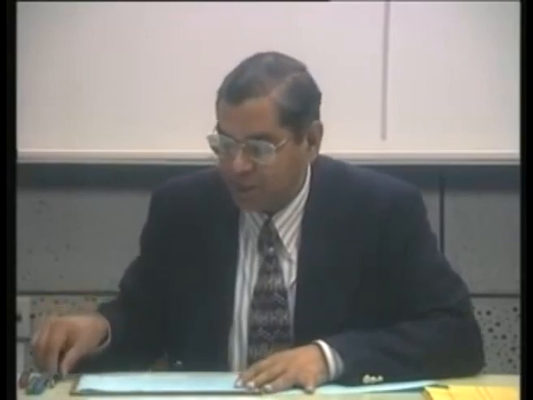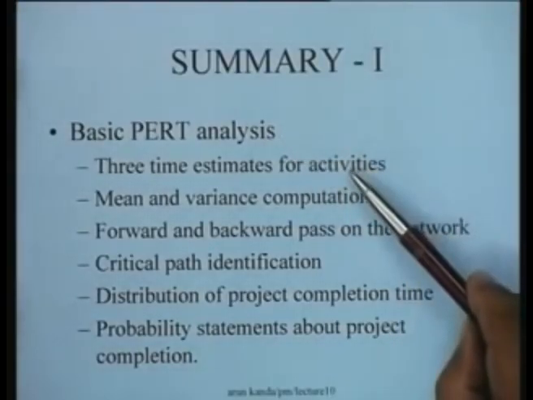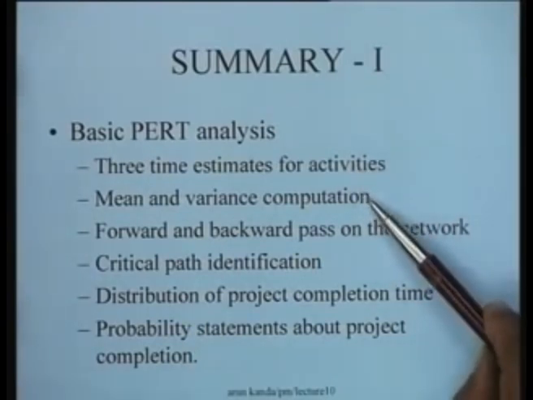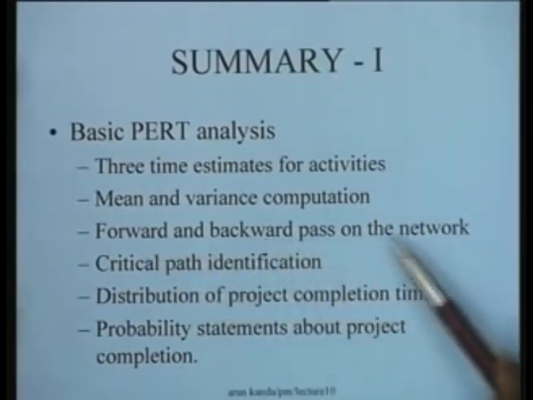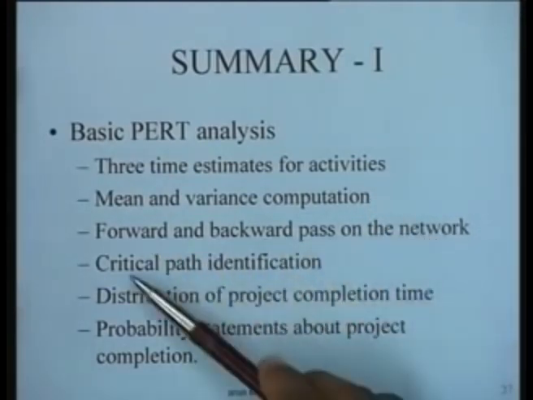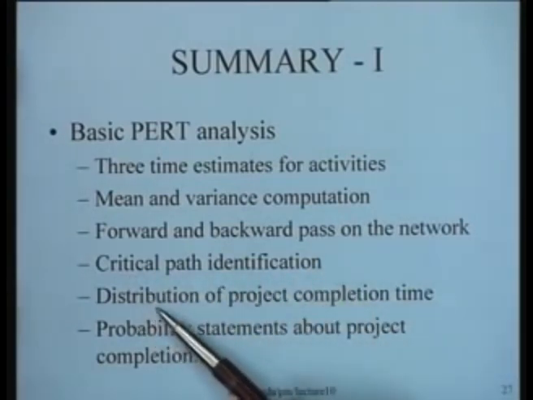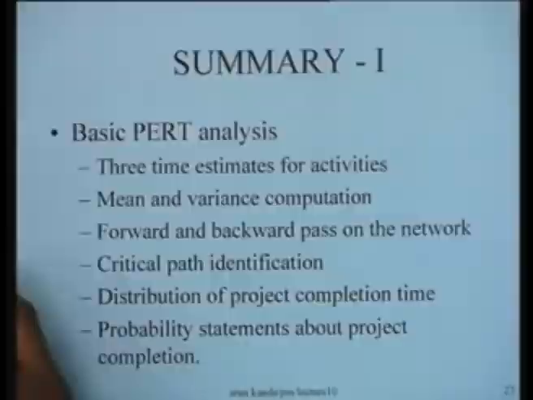To summarize our discussion, in today's lecture we have tried to look at basic PERT analysis. We have looked at the 3 time estimates for activities. We have looked at how to calculate the mean and the variances. We have seen how to do a forward and a backward pass on the network. We have done the critical path identification. We have tried to determine the distribution of the project completion time and make probability statements about project completion.